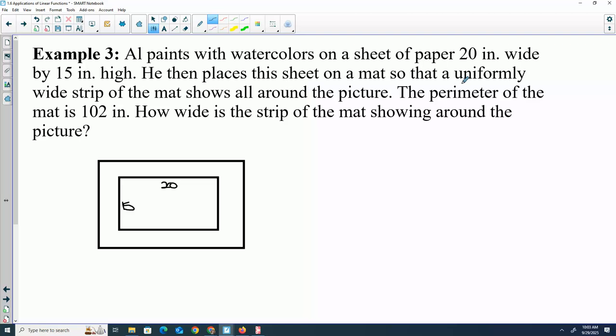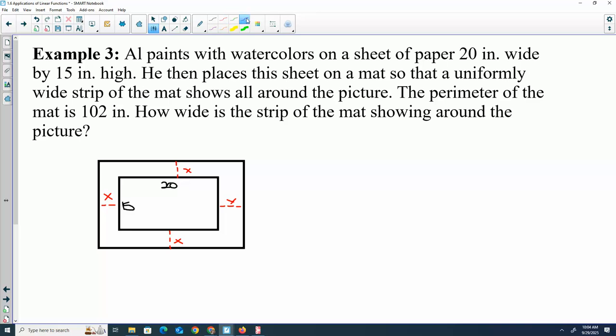Okay. I just said a uniformly wide strip, so I don't know how wide. So what could I call this amount showing on each side? X, that's the thing we don't know. The perimeter of the mat is 102 inches.